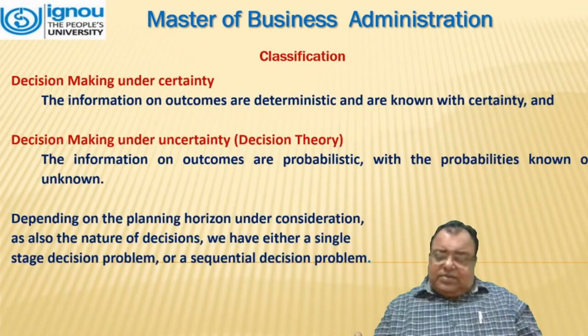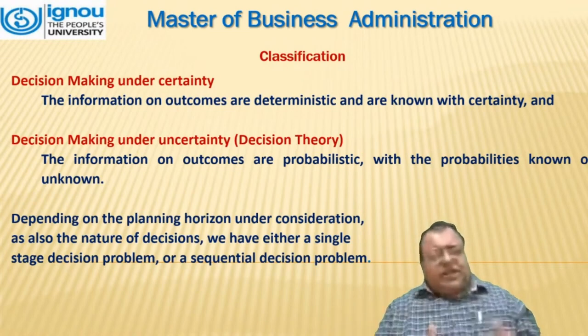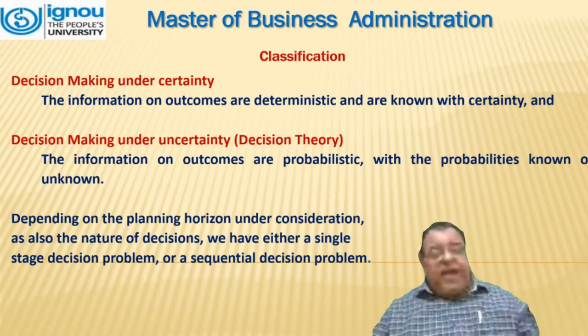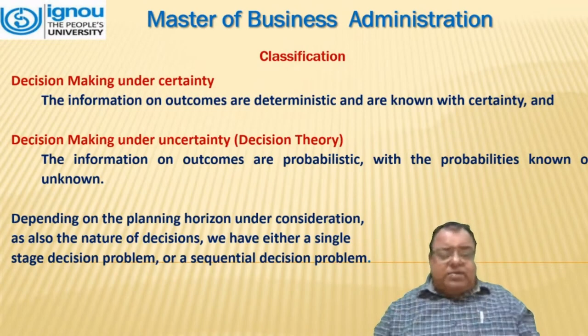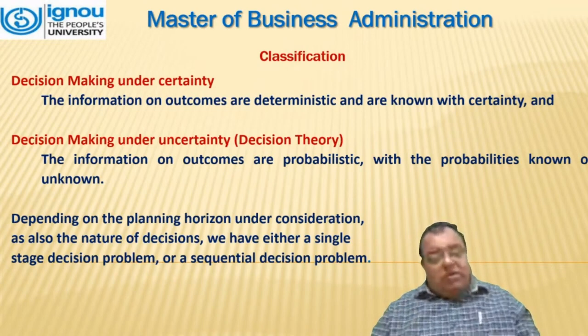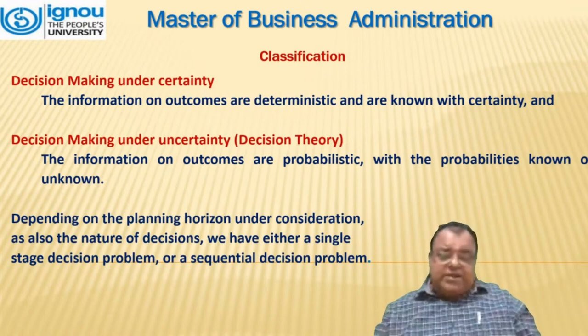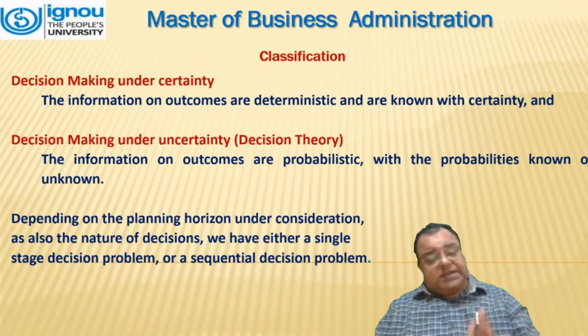How is this classified, or what is the classification? Decision making under certainty: the information on outcomes is deterministic and known with certainty. And decision making under uncertainty: the information on outcomes is probabilistic, with the probabilities known or unknown. Depending on the planning horizon under consideration, as also the nature of decision, we have either a single stage decision problem or a sequential decision problem.